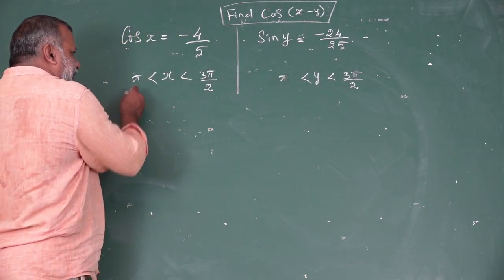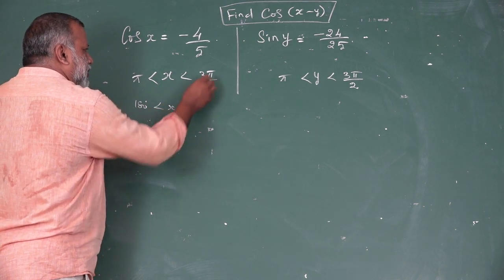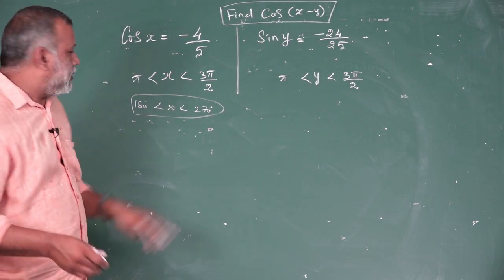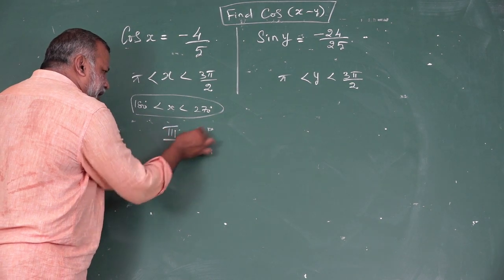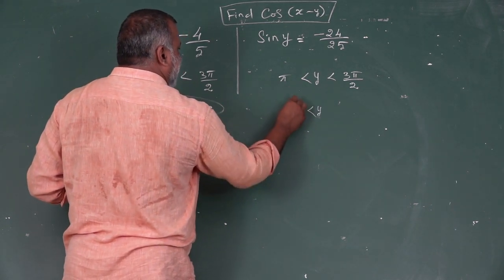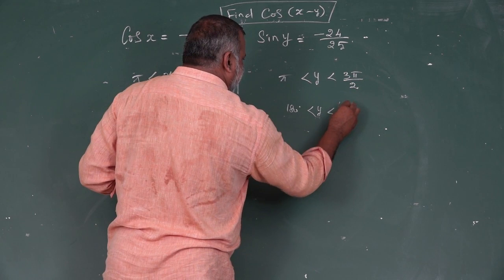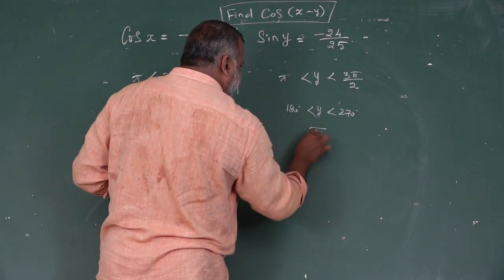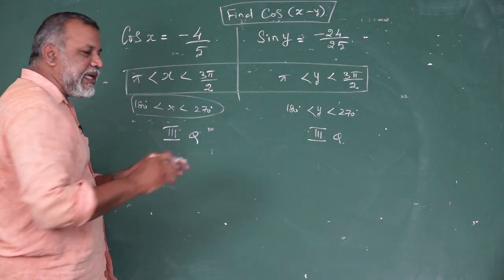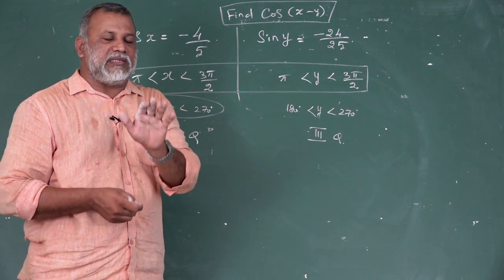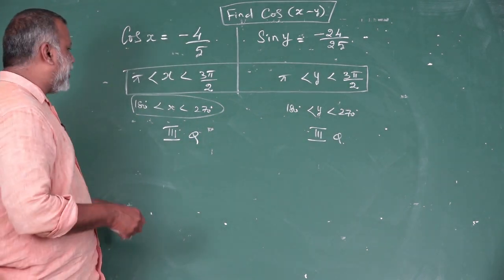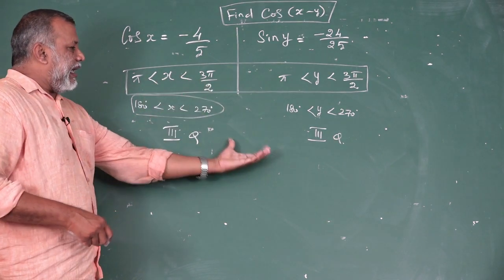See x here greater than pi means 180, then 3 pi by 2 means 270. That means x is greater than 180, less than 270. It lies in the third quadrant. In the same condition, y greater than pi, that means greater than 180, less than 3 pi by 2, 270. It also lies in the third quadrant. So given two data, you have to analyze x and y lie in which quadrant. That is the first concept you have to decide. After that only it may be positive or it may be negative. Both the angles x and y lie in the third quadrant.